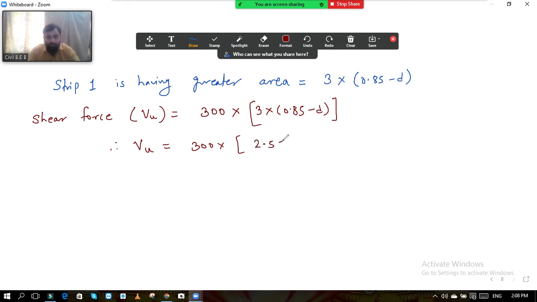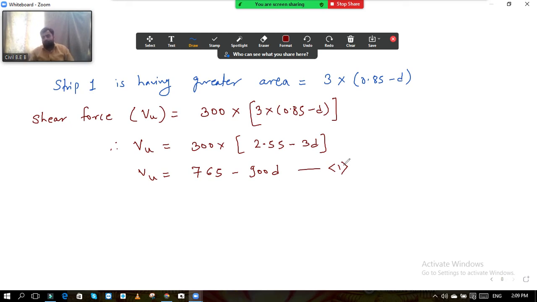It is 2.55 minus 3d. So Vu is equal to, multiply by 200 inside, 300 into 2.55, it is near about 760 or 765 something, minus 900d. This is equation number 1.